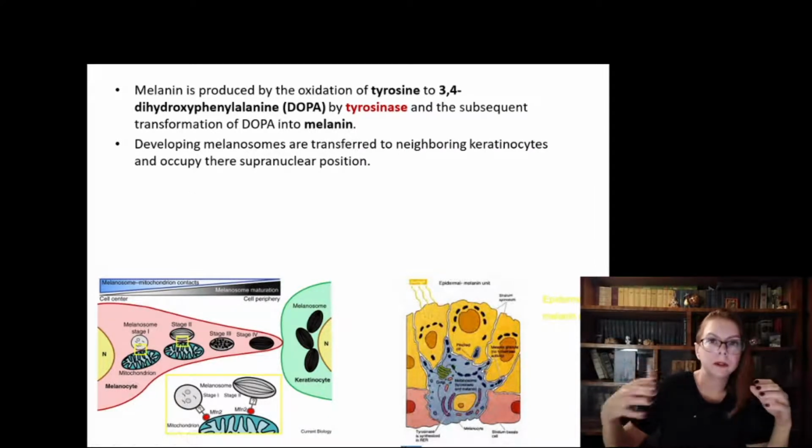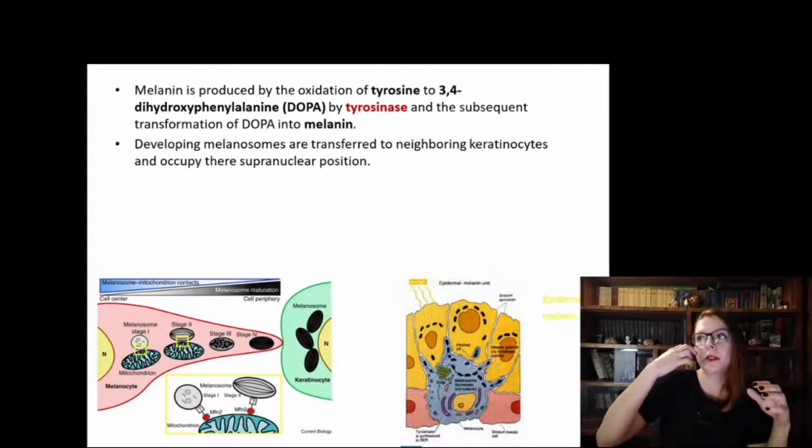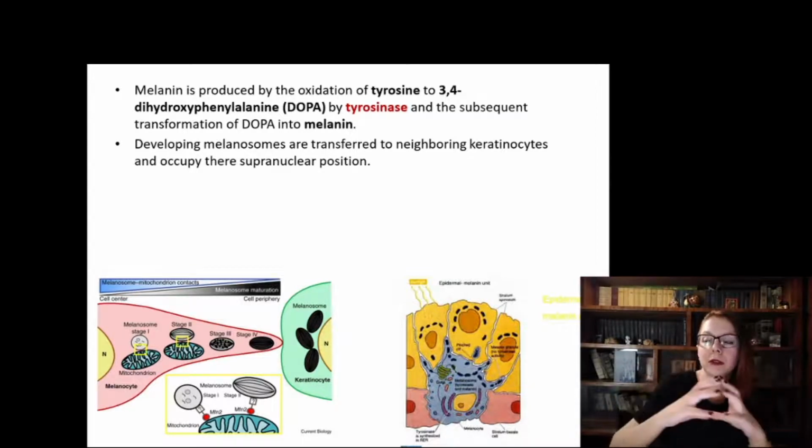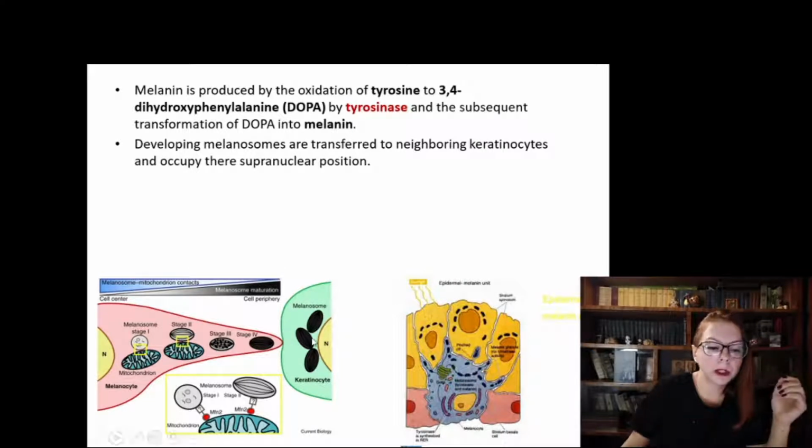Tyrosinase is produced in the rough endoplasmic reticulum. Then it is included in special membrane-bound vesicles, and tyrosinase starts to convert tyrosine into melanin inside those vesicles. And as melanin appears inside vesicles, they are called melanosomes. So melanosomes are surrounded by the membrane and contain this pigment.